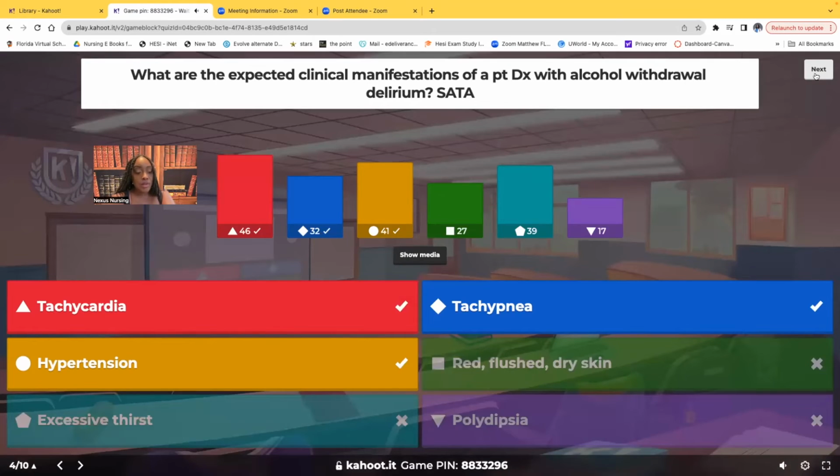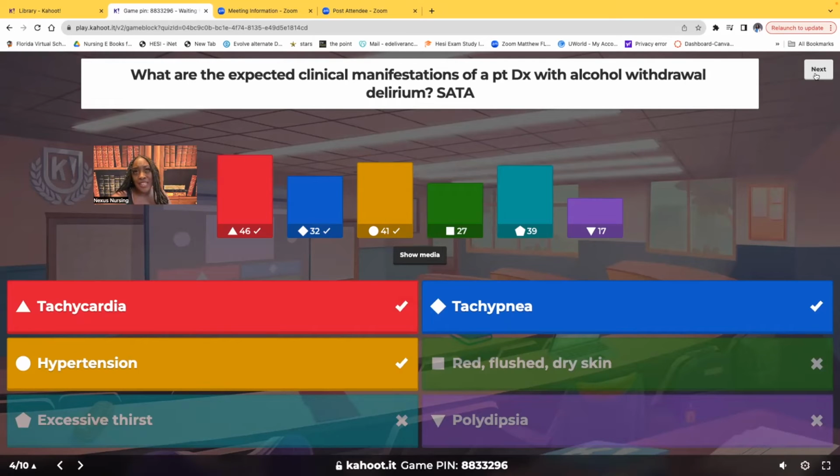Okay, very good. So remember I said when the patient is going through alcohol withdrawal, we'll see hyperstimulation of the CNS. Everything goes up. Tachycardia, heart rate goes up. Tachypnea, respirations go up. Hypertension, blood pressure goes up, right? So those are true. Now, what's false is red flush skin.